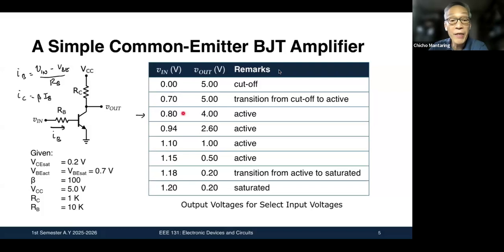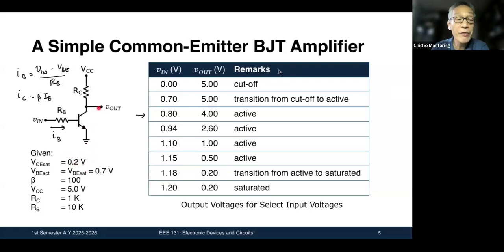So we do that for all of these values. 0.8, 0.94. Why did I choose 0.94? I'm going to explain later on. This is a special value. 1.1, 1.15. And you're going to find out that at exactly 1.18, your output is 0.2 volts. In other words, you are still in active mode, but now you're almost on the verge of saturation.